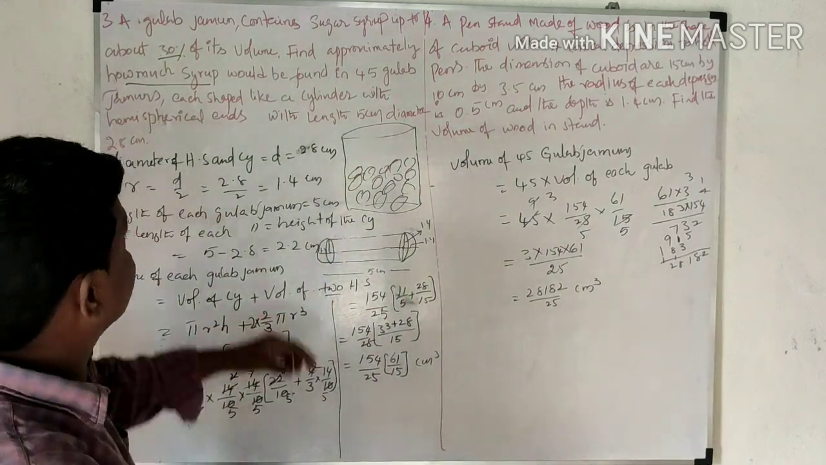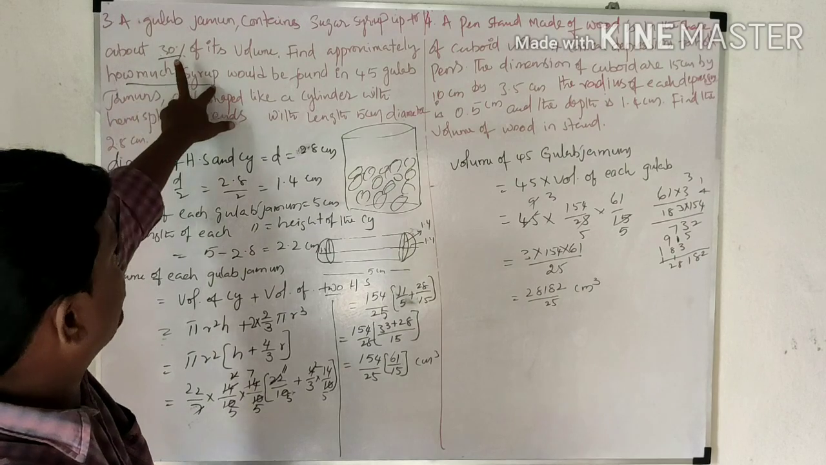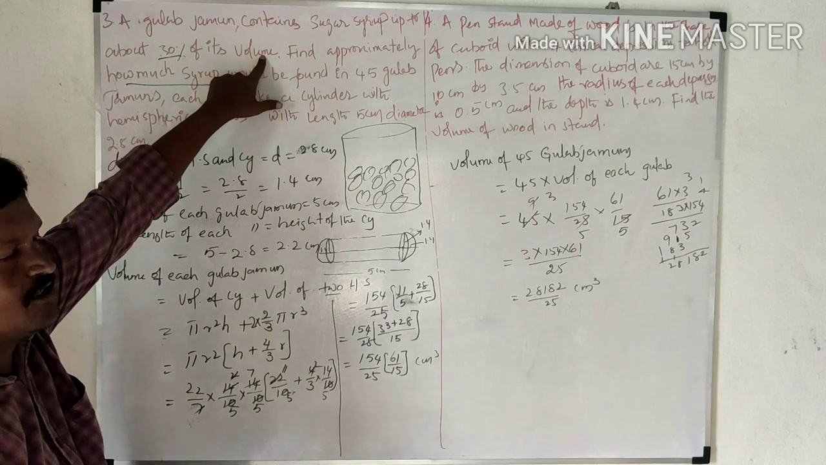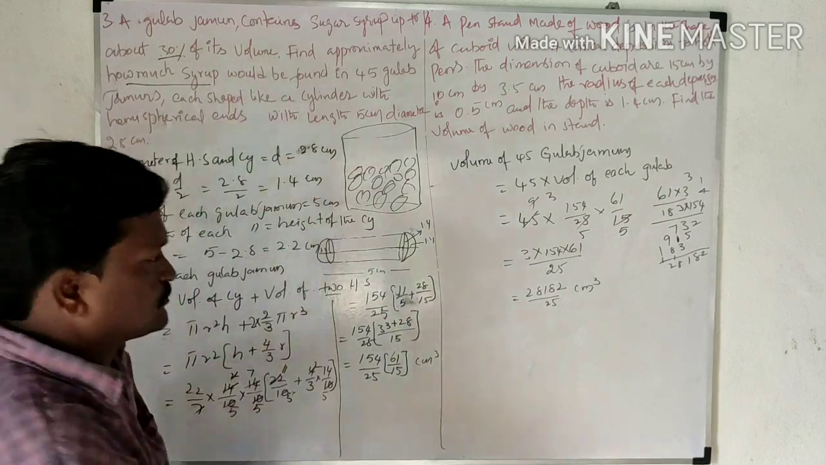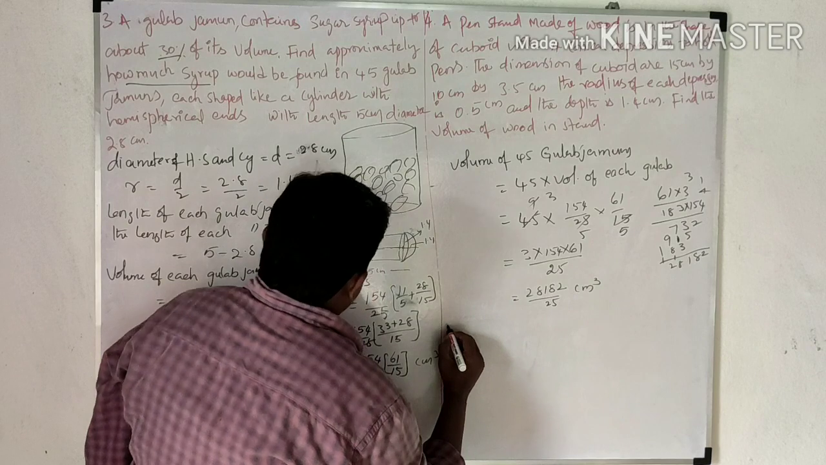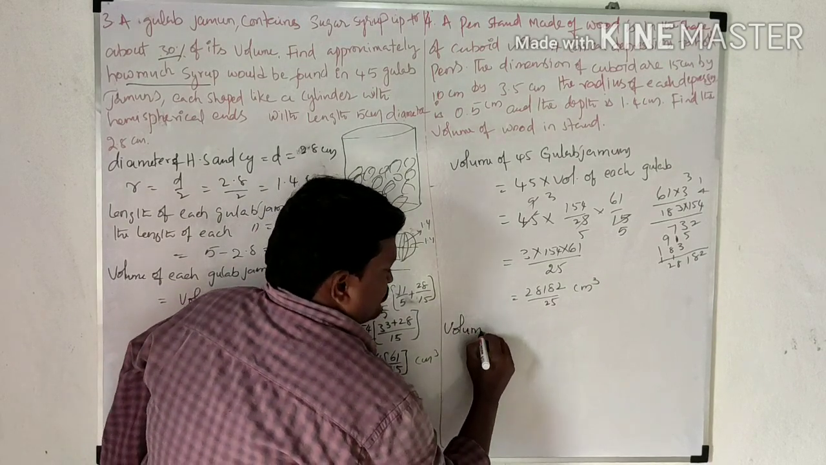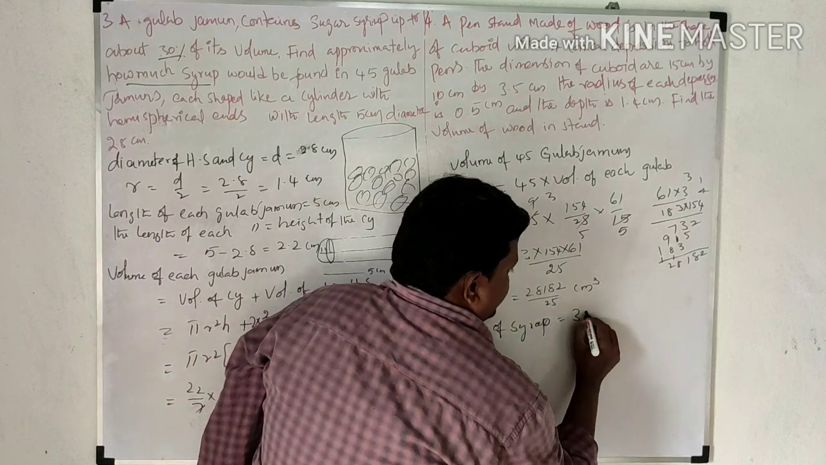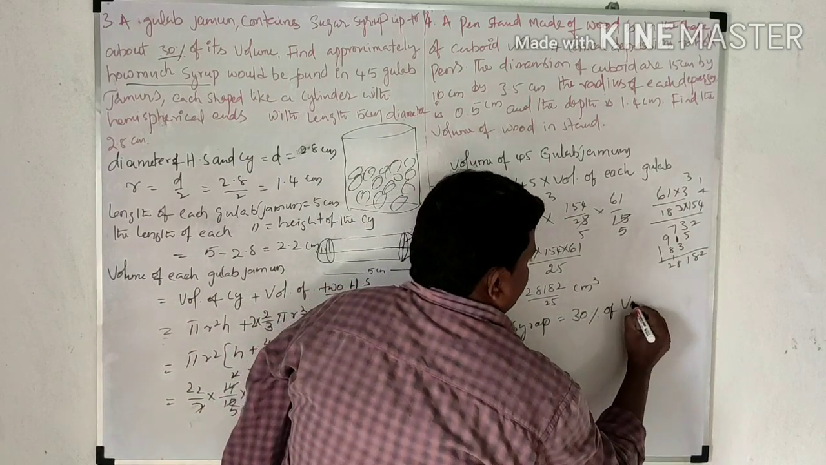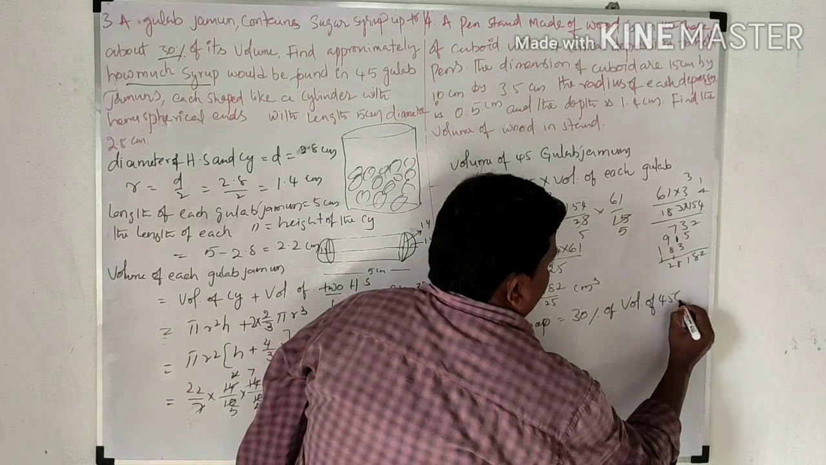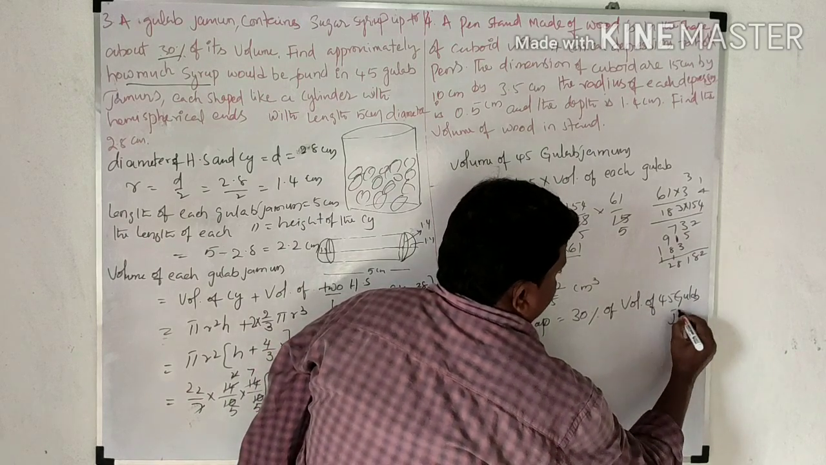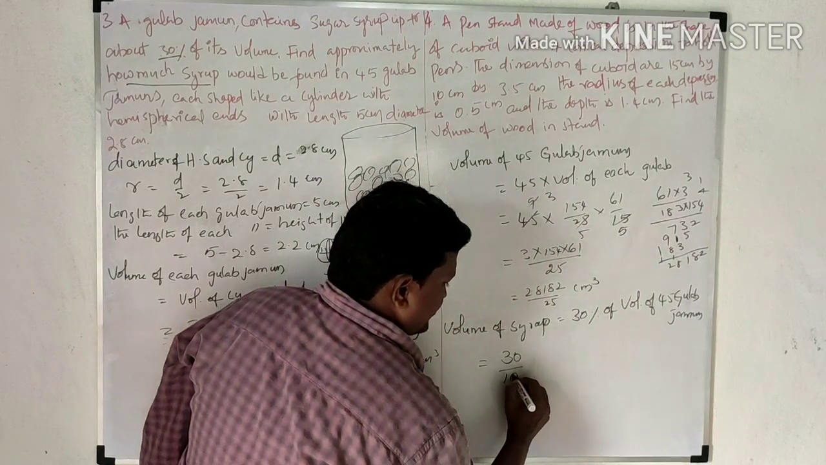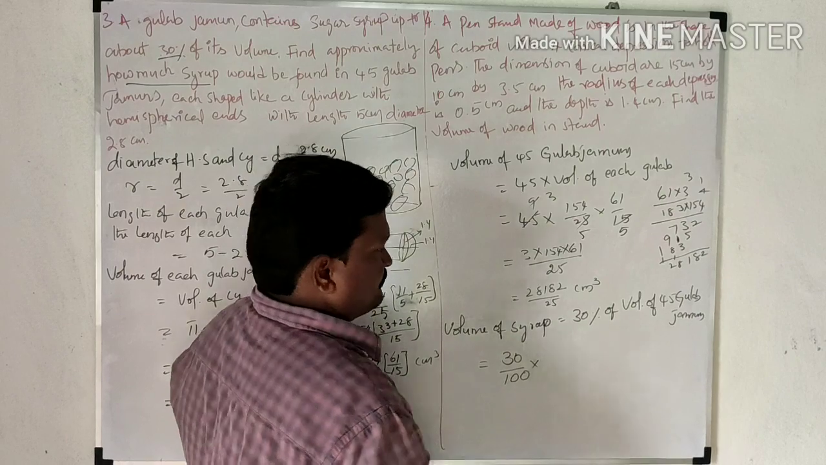Okay. Now the volume of the syrup. Volume of syrup is equal to 30% of its volume. Its volume is gulab jam. So 45 gulab jams. Volume of syrup is equal to 30% of volume of 45 gulab jamuns. So this is 30% means we can write 30 by 100 into 45 gulab jams volume.